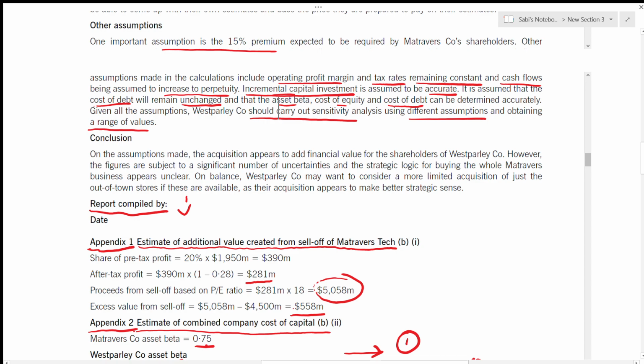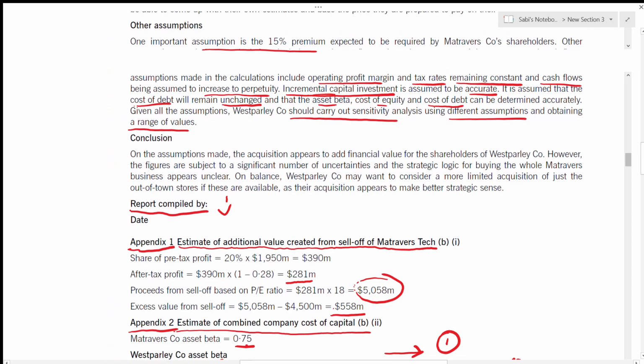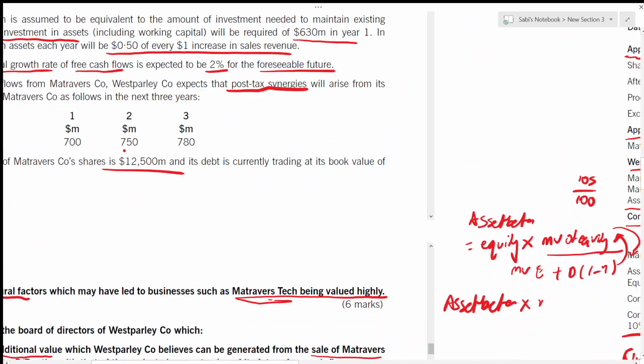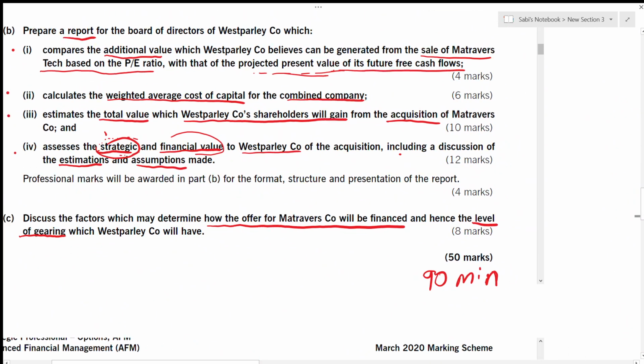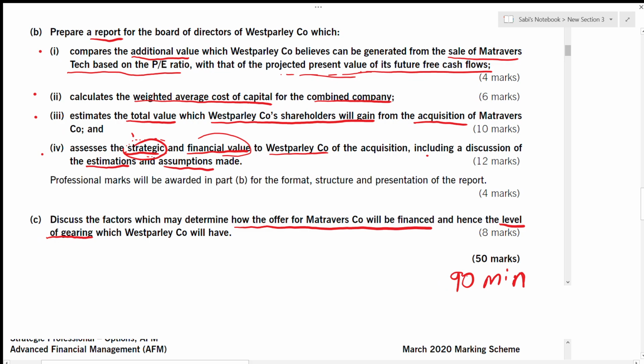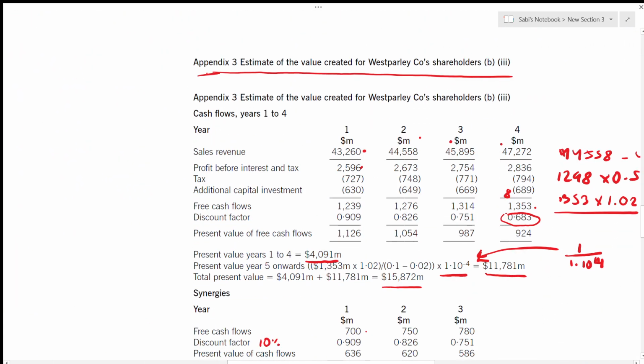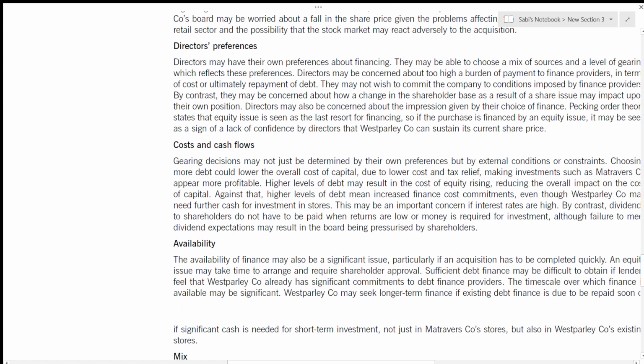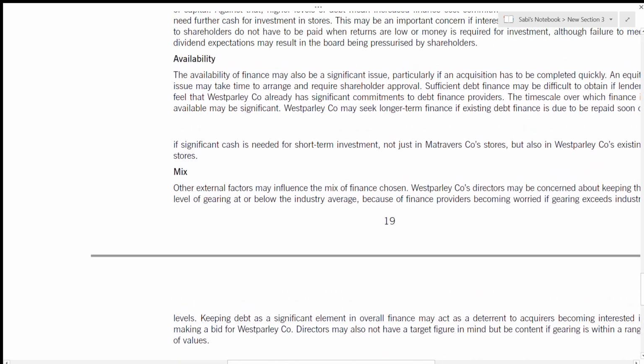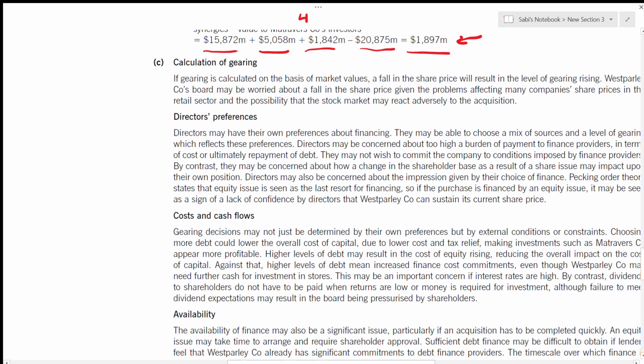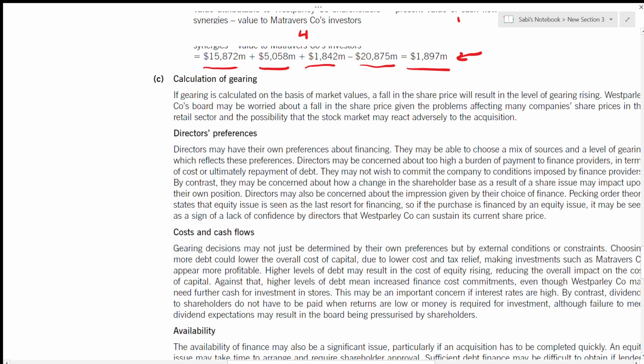Now let's go to the last part of this, which is part C, where they talked about discuss factors which determine how the offer will be financed and the level of gearing, for 8 marks. So they have used 4 things. It will be for 2 marks each. They have talked about directors' preference, cost and the cash flows, the availability of the finance, and the mix of the finance.